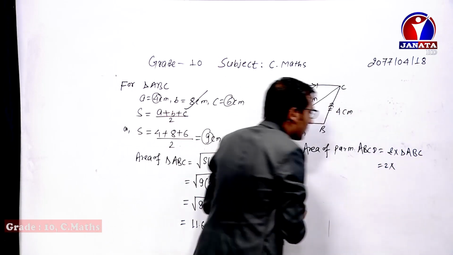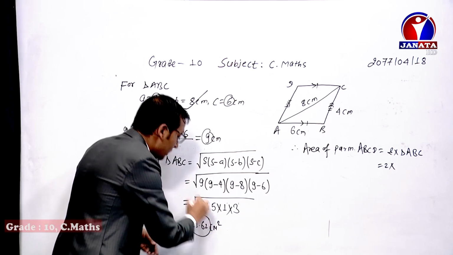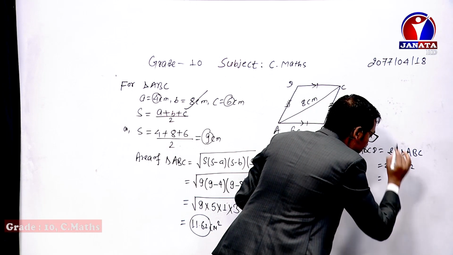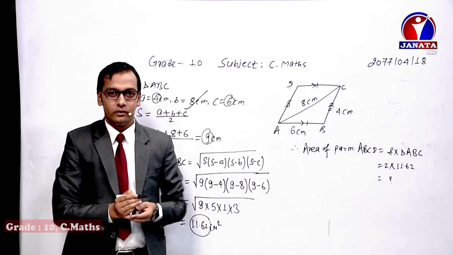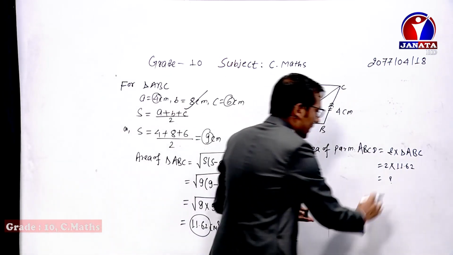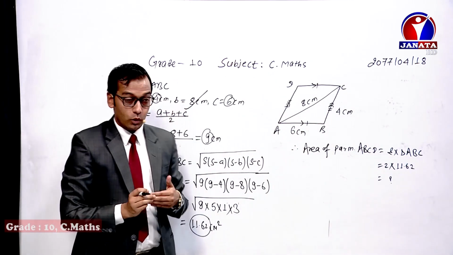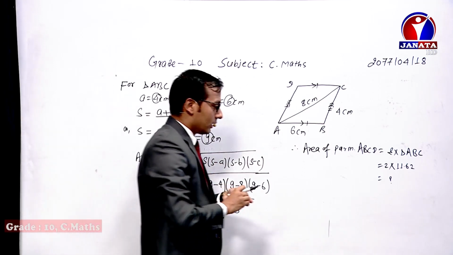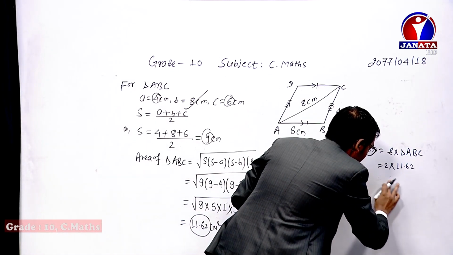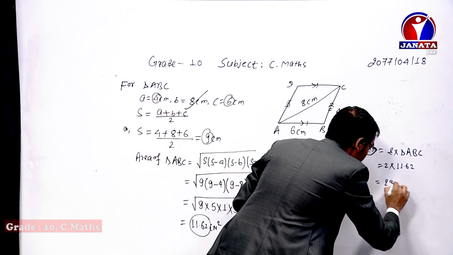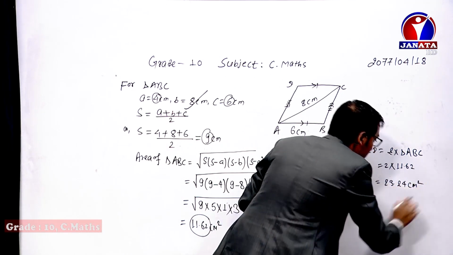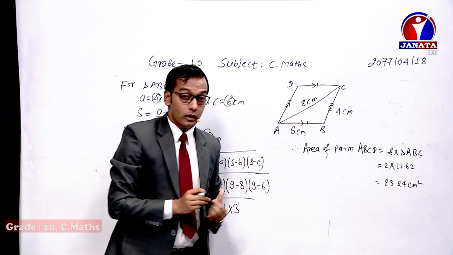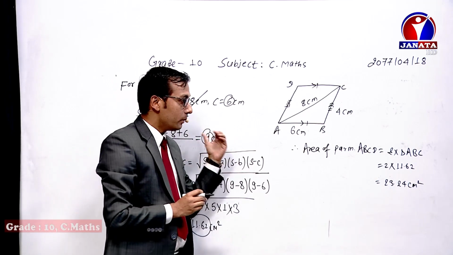And it gives 2 times, what is the area of triangle ABC? 11.62. Let's calculate this and get the result. What is 2 times 11.62? We can simply calculate it, and we get 23.24 square centimeter. This is the area of the whole figure, parallelogram ABCD.